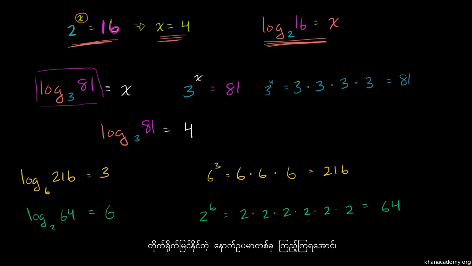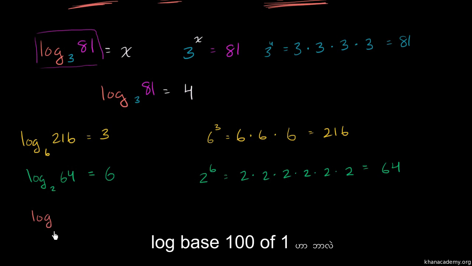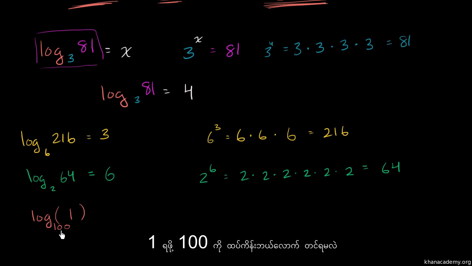Let's do a slightly more straightforward one. Or maybe this will be less straightforward, depending on how you view it. What is log base 100 of 1? You think about that for a second. The 100 is a subscript, and then it's log base 100 of 1. I could put parentheses around the 1. What does this evaluate to? Well, this is asking ourselves, what power do I have to raise 100 to get to 1?